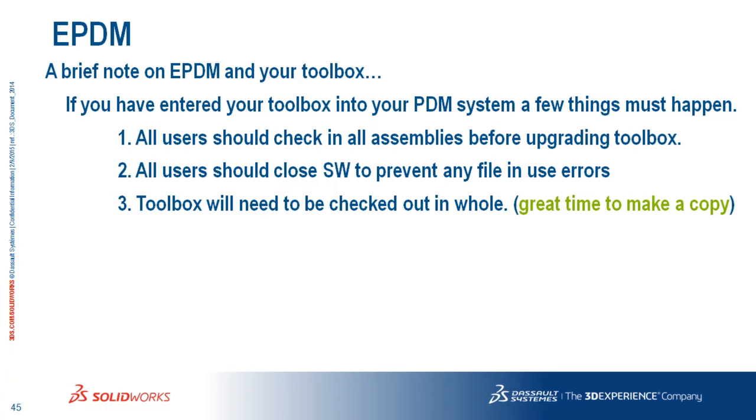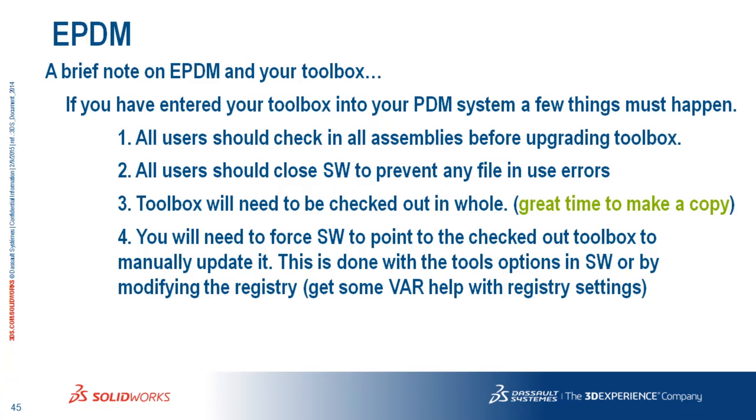Thirdly, toolbox will need to be checked out in whole, the entire folder. Great time to make a copy. You're checking out the data folder anyways. While you got it in front of you, grab a zip file. And four, you'll need to force SOLIDWORKS to point to the checked out toolbox, not the current location where it is inside the vault. You'll need to bump out and repoint SOLIDWORKS to where that location is. You can just open up your SOLIDWORKS Toolbox Hole Wizard location and just change it right there and then run your updates. And then check it back in when you're finished.